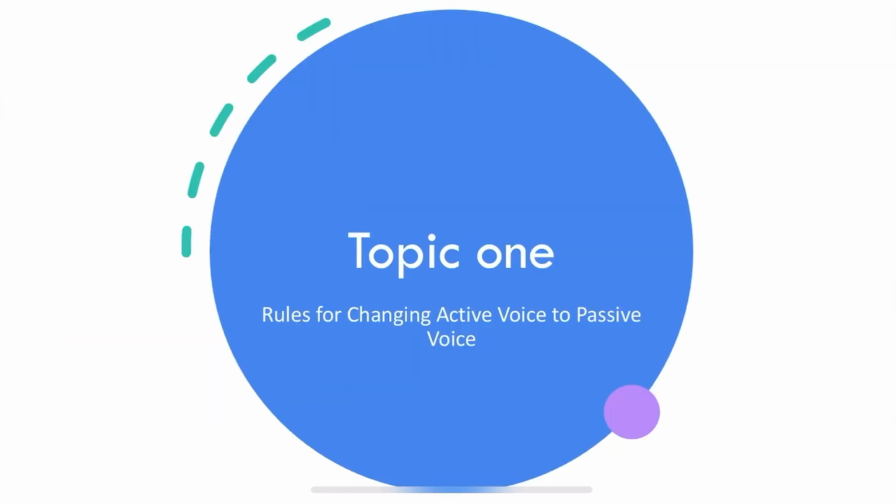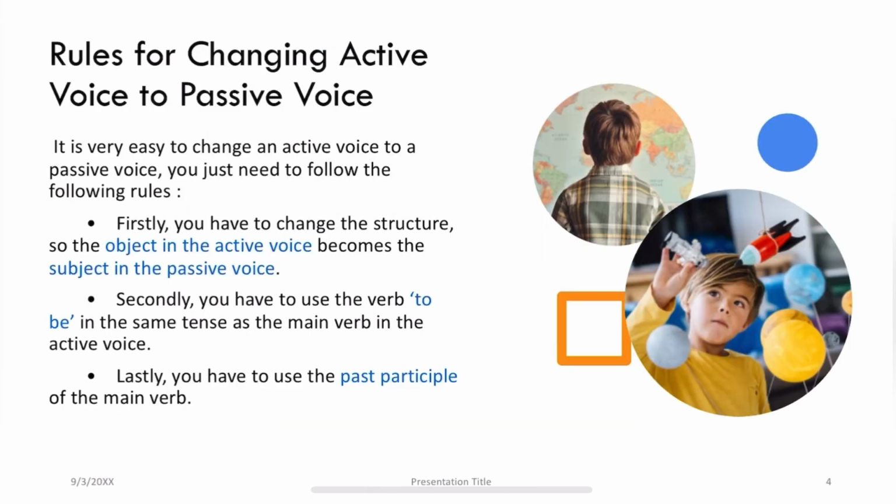So let's get started with topic number 1, rules for changing active voice to passive voice, that is, how we can change a sentence written in the active voice to a passive voice. It is very easy to change an active voice to a passive voice. Firstly, we have to change the structure, so the object in the active voice becomes the subject in the passive voice. Secondly, we have to use the verb to be in the same tense as the main verb in the active voice. Lastly, we have to use the past participle of the main verb.